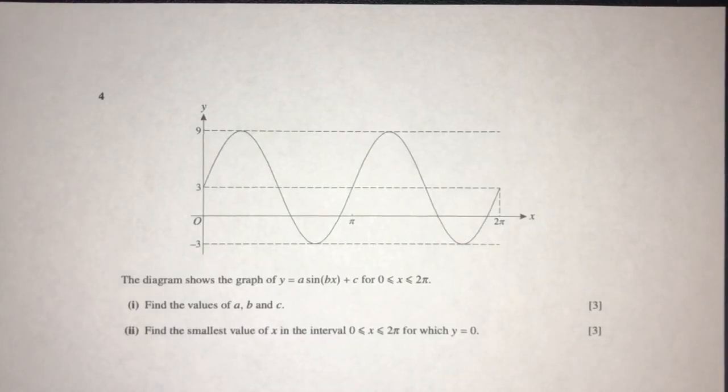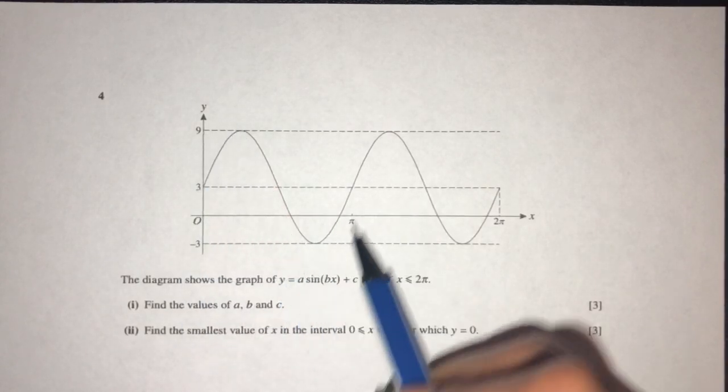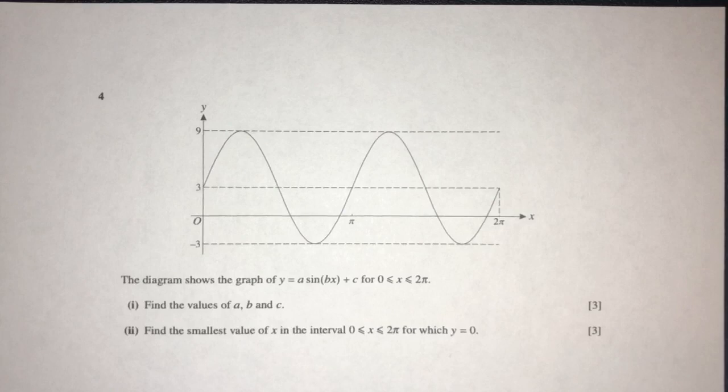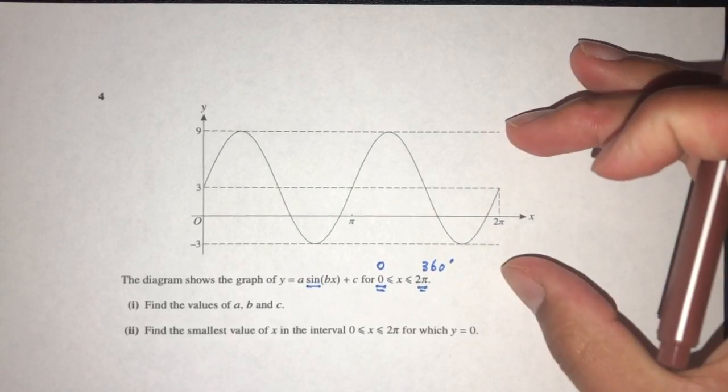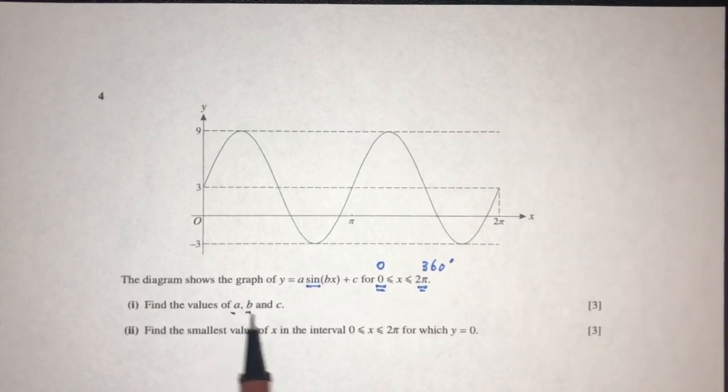Let's move on to the next question. So here we have a graph. As you can see, it should be a sine graph or cos graph, but in this case it shows to be a sine graph. y equals a sin(bx) plus c for the domain between 0 and 2 pi. Now it is the same thing as 0 and 360 if you like to work with degrees. Now we have to use the graph to find the values of a, b, and c.